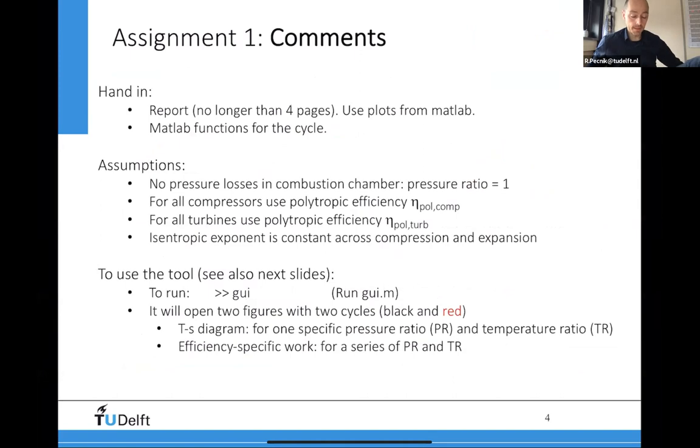And for that, you need to make a homework. And so you would need to hand in a report, which is no longer than 4 pages. Okay, you can use MATLAB or Excel, as I said. And then you have several assumptions also. You can say that there's no pressure loss in the combustion chamber, because it makes things much more complicated. But you need to specify a polytropic efficiency for the compressor and a polytropic efficiency for the turbine. And you can assume something, okay? You can say that you have a certain efficiency for these things.